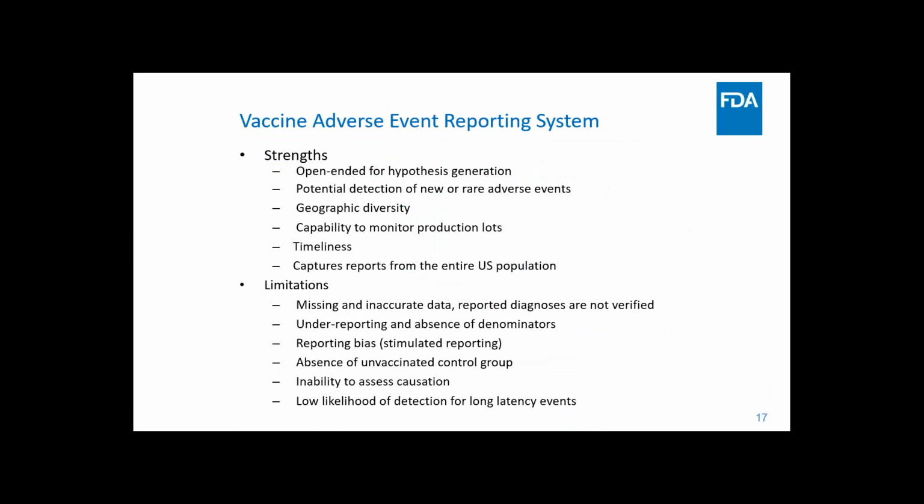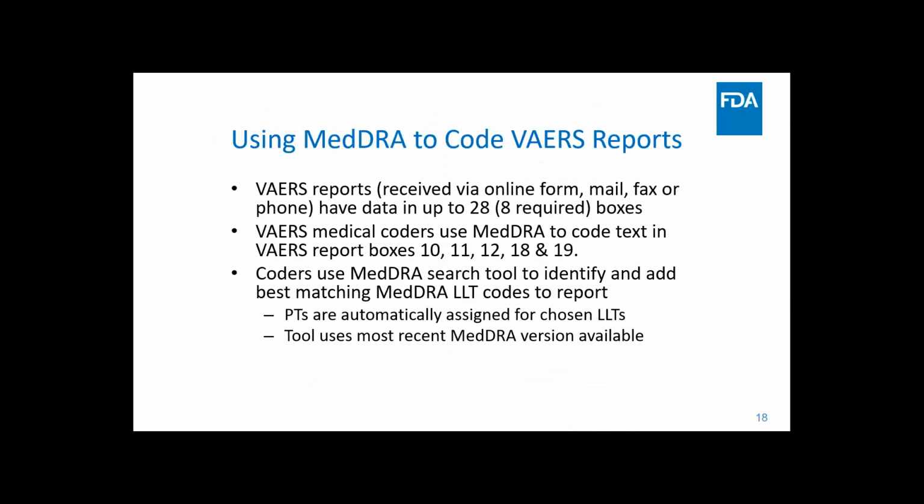As a converse to underreporting, we could have a reporting bias or stimulated reporting. If a particular adverse event or safety issue is brought up in the media, we may see sort of a number of reports submitted to VAERS in a stimulated reporting fashion. Of course, there is an absence of unvaccinated control groups, and so there's an inability to assess causation based solely on VAERS. The longer the latency period is between any particular adverse event, the lower the likelihood it'll be detected in VAERS. Next slide, please.